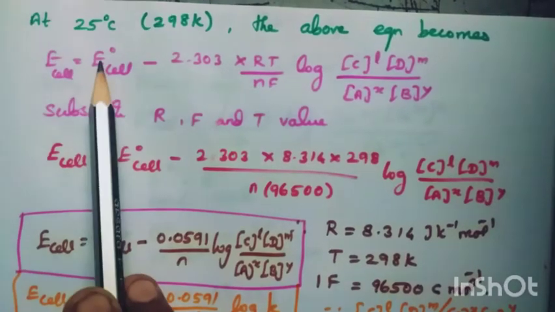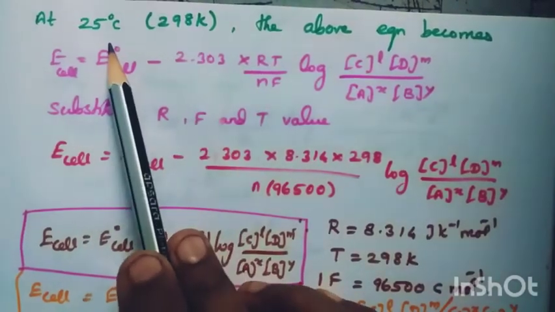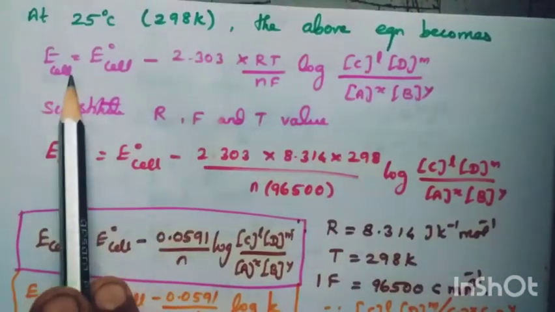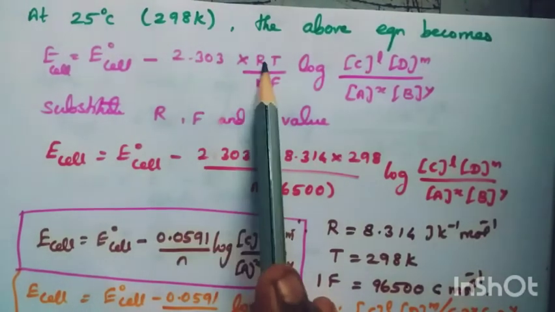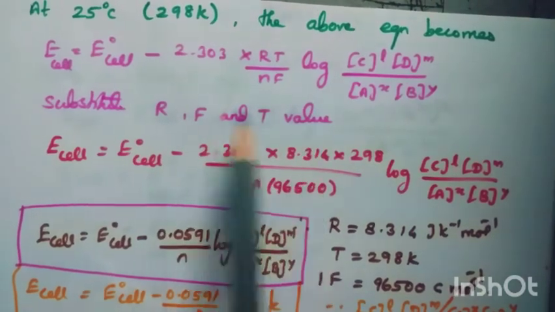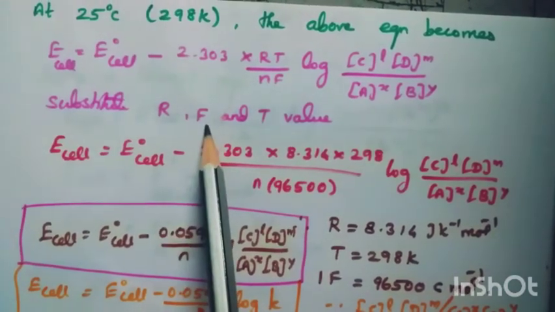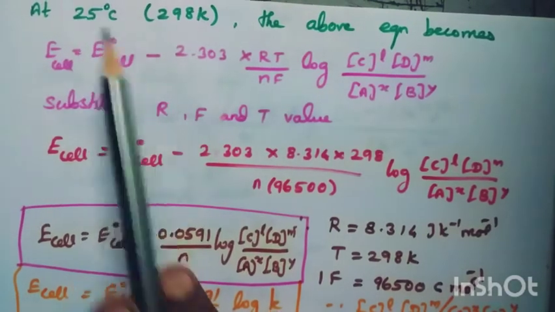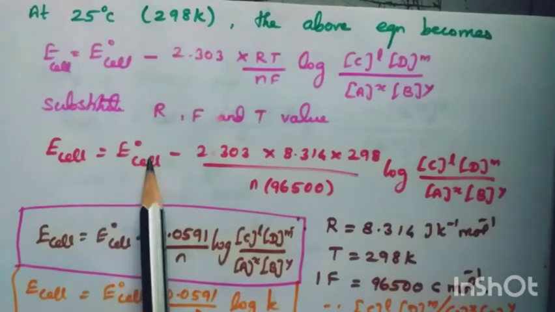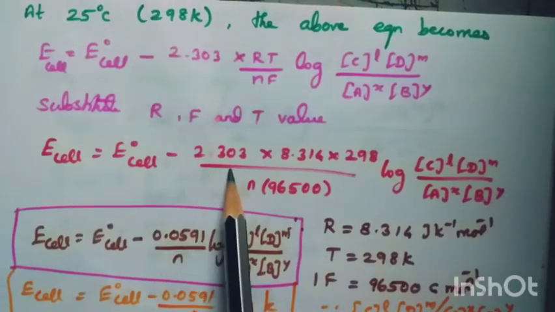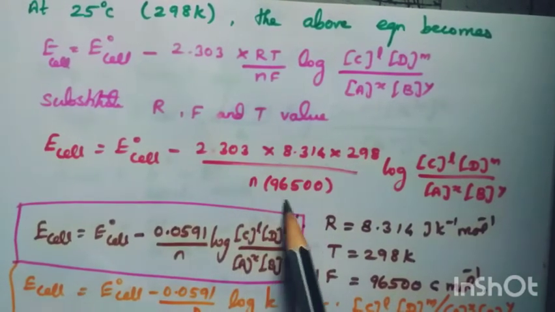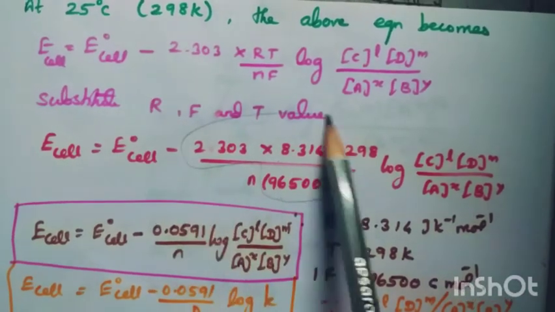At 25 degrees Celsius, that in Kelvin is 273 plus 25, 298 Kelvin. The above equation becomes E is equal to E naught of the cell minus 2.303 RT by NF log of the concentration term. Substitute the R, F and T values: R is the gas constant, F is the Faraday constant 96,500 coulombs, and T is the temperature, 25 degrees Celsius. While substituting all these values, the EMF of the cell is equal to E naught of the cell minus 2.303 into 8.314 into 298 by N into 96,500. These are all constant terms.